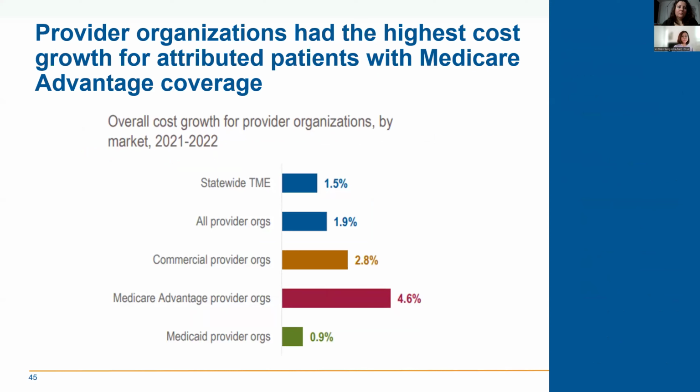Similar to the cost growth by payer, provider organizations also have the highest cost growth for the attributed patients in the Medicare Advantage, which is 4.6%, as you see in the bar chart. You will also find these numbers for the provider organizations are slightly different from what you see for the payers, because for the provider organizations, we exclude the pharmacy rebate. You can also consider the provider organizations as a subset of the payers, because we only include the organizations which have at least 5,000 attributed patients. And next slide, please.